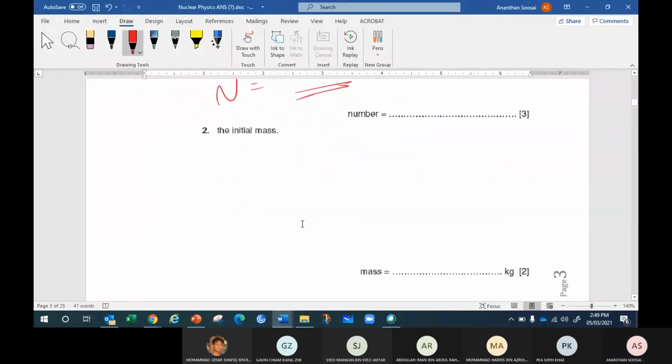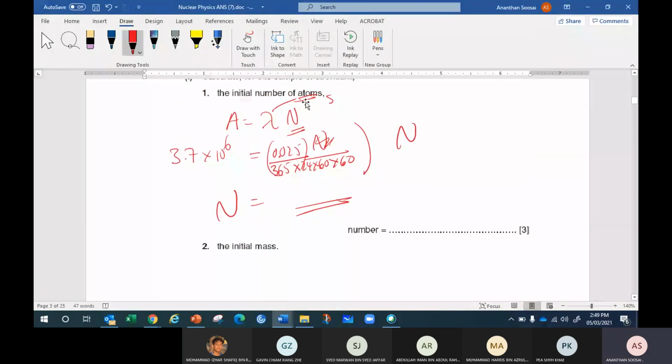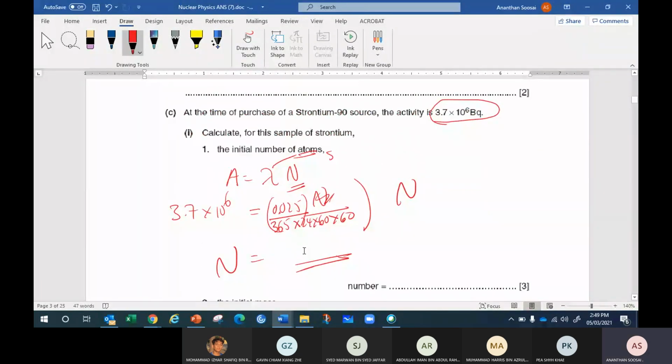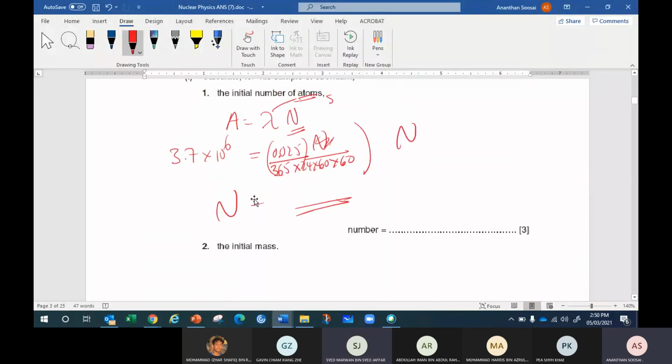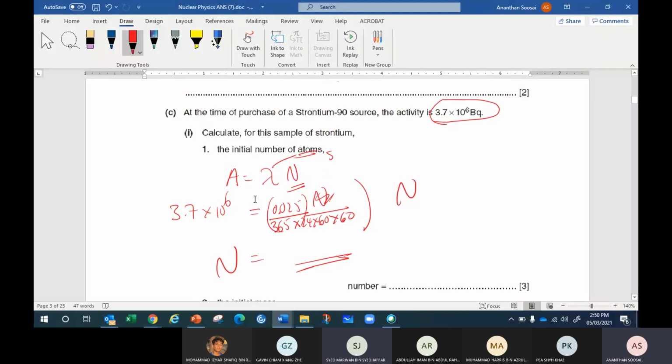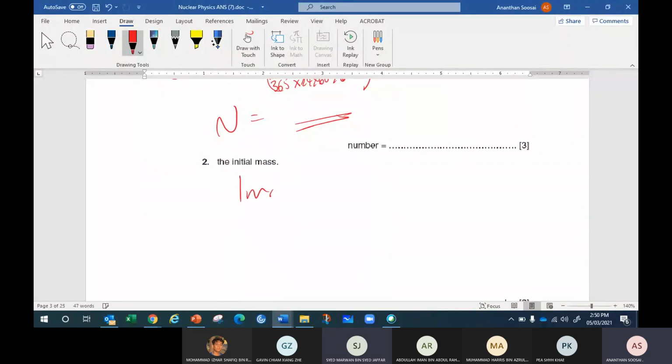Okay, next. The initial mass. What is the original mass? You know the number of atoms. This many atoms consist of how much mass? You need to know the molar mass. Okay, molar mass how much? Whatever the answer beside, right? Strontium 90 means 1 mole is considered 90 gram. The nucleon number in gram is the mass of 1 mole of that substance.